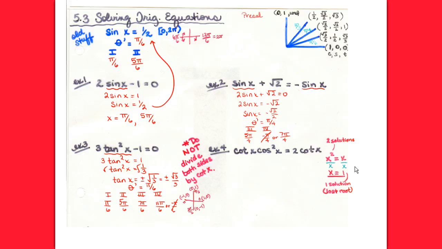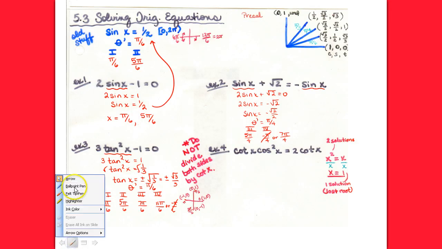And the same thing is true in example number 4. For example number 4, I made you a little caution out here. Do not divide both sides by cotangent x. If you divide both sides by cotangent x, it will cancel on both sides and it will be gone. Now, I'm not saying that you can never divide both sides by a trig function. The problem is it cannot cancel on both sides.